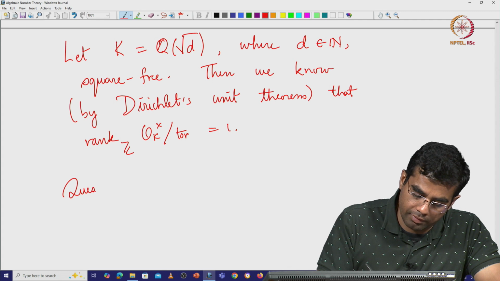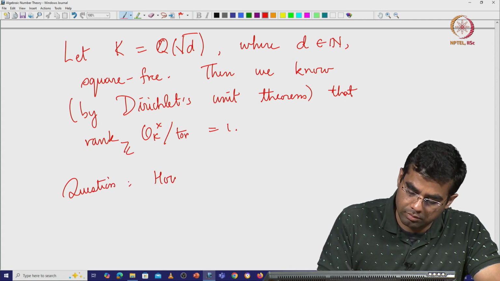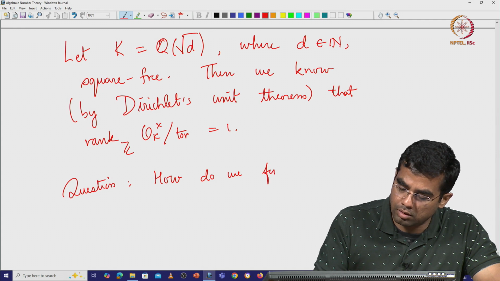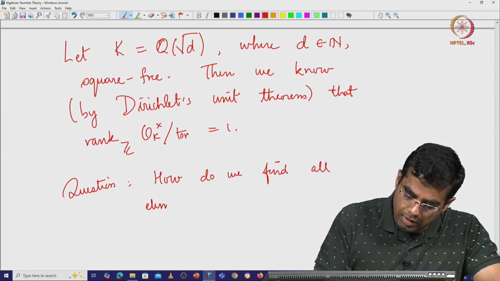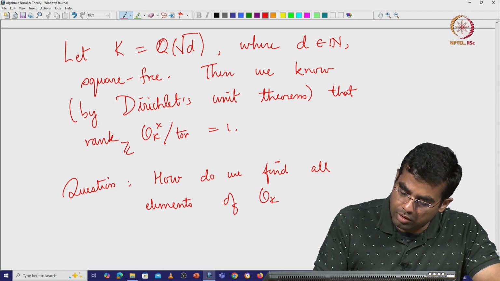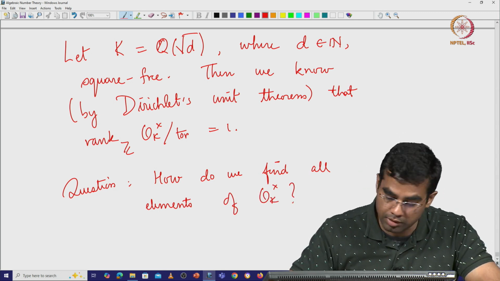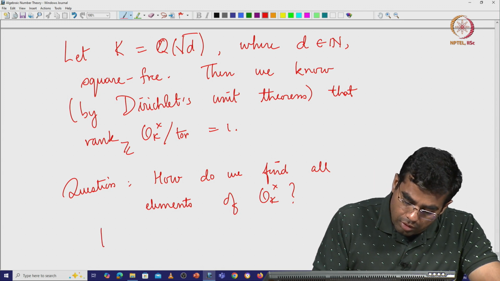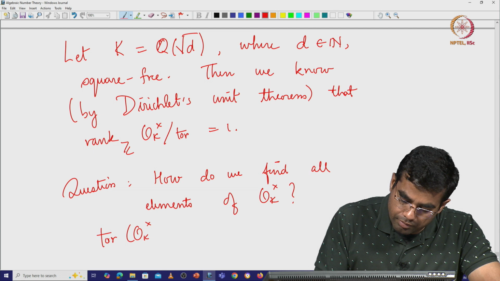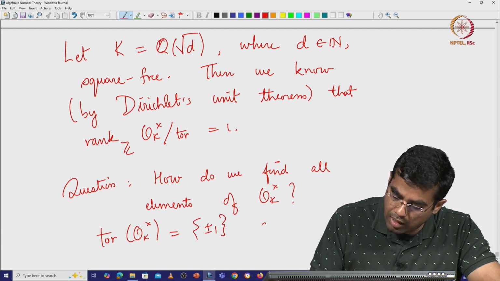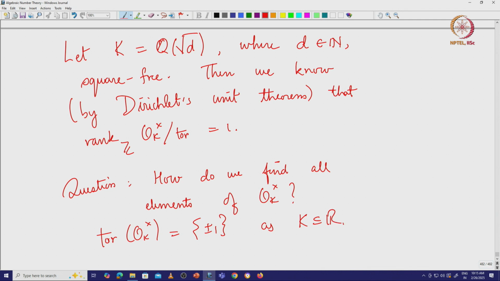So, the question is how do we find all elements of O_K cross. Of course, if you look at the torsion of O_K cross, then this is precisely plus or minus 1, as k is contained in the real numbers. The torsion is necessarily roots of unity, and the only roots of unity that are real are plus and minus 1, and plus and minus 1 are in O_K. So, the question is how do we find an element of infinite order.